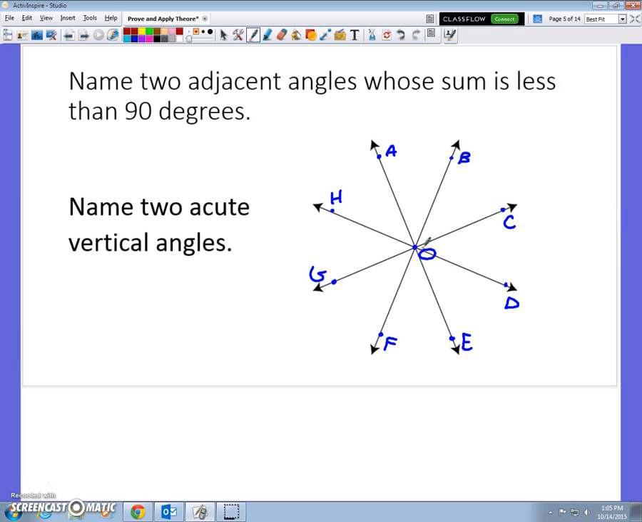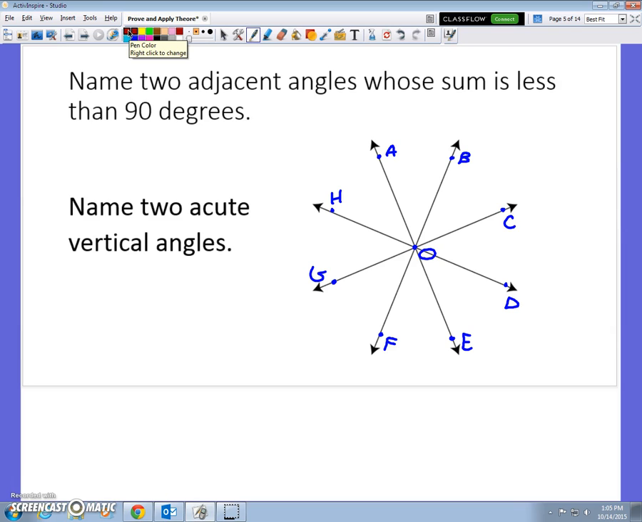First it asks us to name two acute vertical angles. First things first, all of the angles look acute. If I look at just G, O, F, going from one ray to the next, they're all going to be acute. However, I could also do G, O, B. That would not be an acute angle. An acute angle is just an angle that's less than 90 degrees.